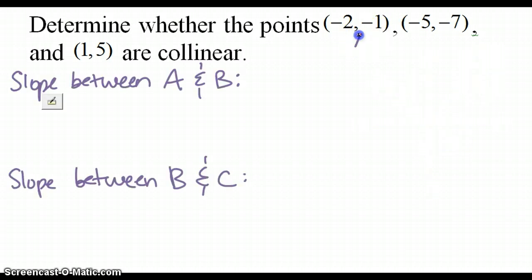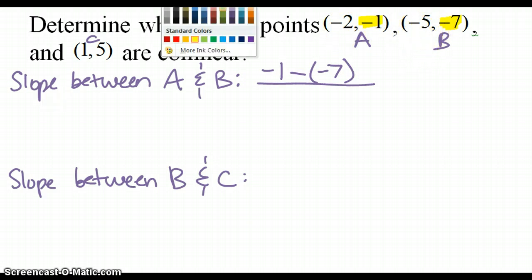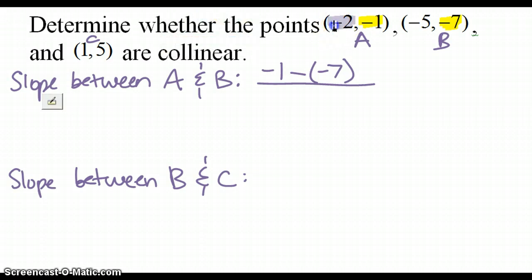So let's call this first point, point A, the second point, point B, the third point, point C. How do we find the slope between point A and B? Well, you want to see what the rise is for the numerator. So the rise can be found by finding the difference between the y-coordinates. So the difference between -1 and -7. So I'm going to do -1 minus -7 on the numerator. And then for the run, for the x part of the slope, we want to find the difference between the x position in the first point and the x position in the second point.